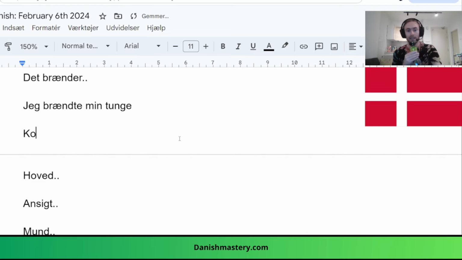Og kom du til at brænde dig? Kom du til at brænde dig? You're gonna have to imagine a question mark, because I can't do it with one hand, and this one is here. Kom du til at brænde dig? Those are question marks. So maybe you're touching the stove or something, like, shit, and then you got burned. Kom du til at brænde dig?